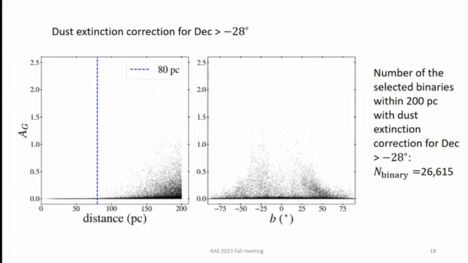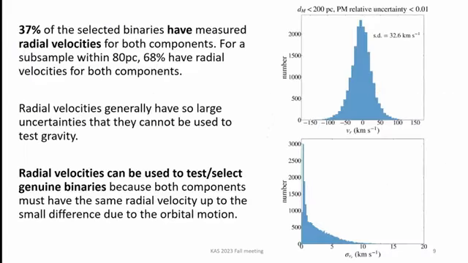Also, 37% of binaries have measured radial velocities, but as you can see, the measurement uncertainties are very large typically. So they cannot be used in general for testing gravity, but they allow us to check whether a binary is a true binary or not.